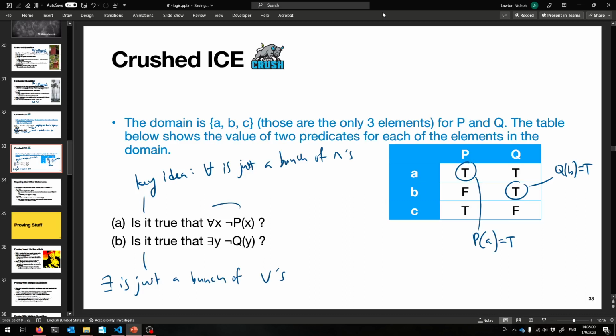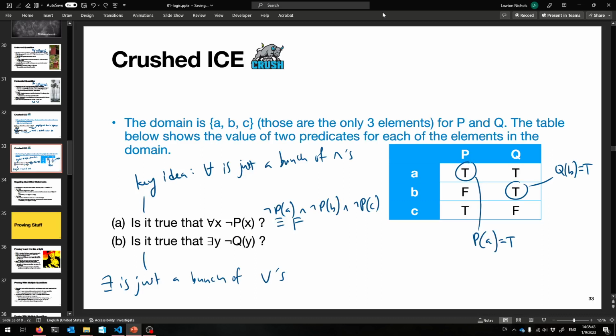So really, is it true that for all x, not p of x is true? Just try everybody in the domain. x gets a chance of being everybody, right? So it's claiming that not p of a is true, and not p of b is true, and not p of c is true. You see how I'm translating that? And if you just look through these, sure, this one's true, but the rest of these are false. So this whole thing is equivalent to false. This statement is not true.